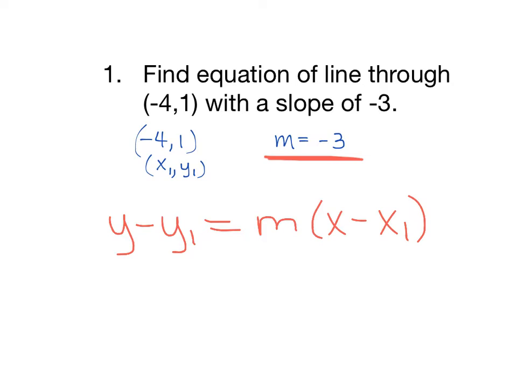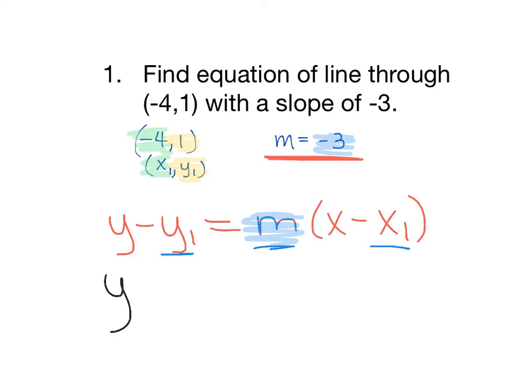I'm going to replace the three pieces of information that are given to me: the y1, the m, and the x1. Remember, the y and the x that don't have the little subscript are going to stay as variables. So I'm going to replace, and let's see, let me color code this. I'm going to replace the m right here with the -3. And then I'm going to replace my x1, and in its place I'm putting -4. And in the y1, I'm going to put the 1.